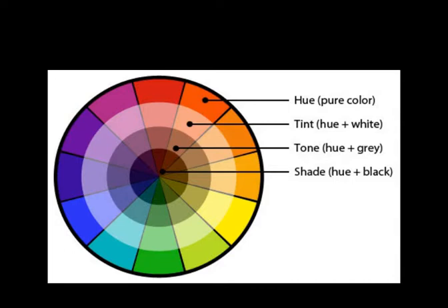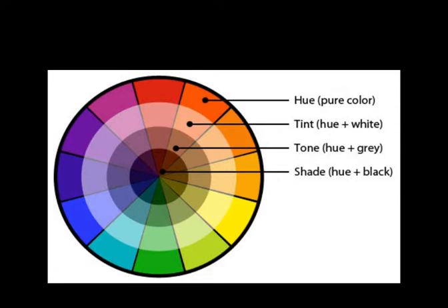Hue, tint, tone, and shade. So in our project, we're going to be dealing with hue, tint, and shade. We are not going to use tone, but hue is pure color. Tint is that pure color plus white. Tone is that pure color plus gray, and shade is that pure color plus black. So hue is pure color, tint is plus white, tone is plus gray, and shade is plus black.